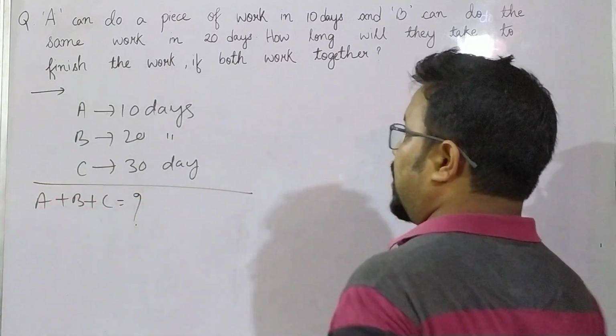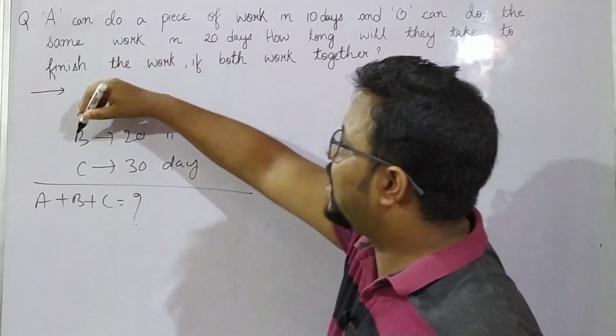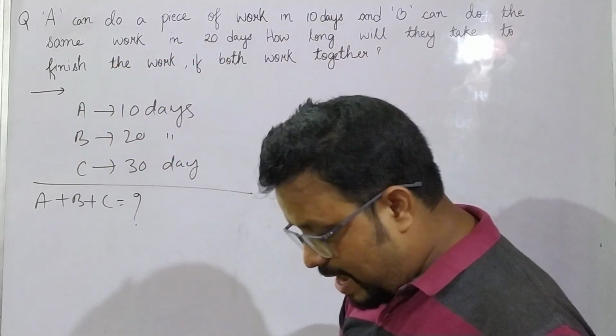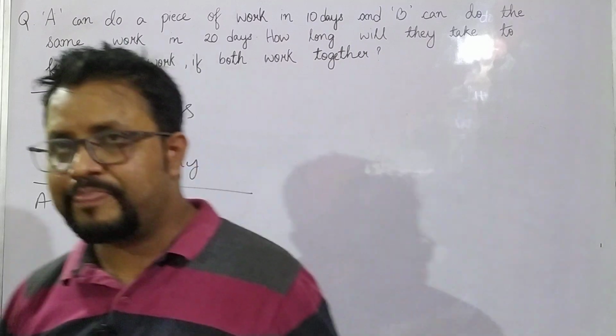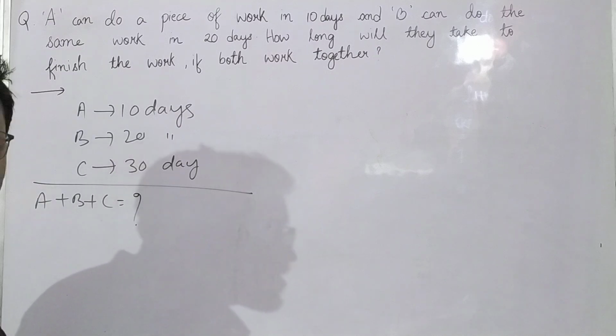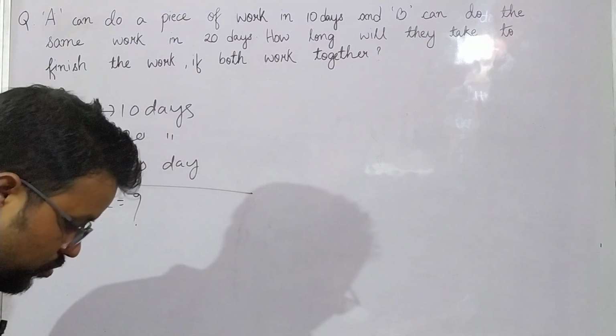A does a work in 10 days, B does the same work in 20 days, C does the same work in 30 days. My question is, if A, B and C start working together, then in how many days can the work be completed? Okay, this is also very simple.